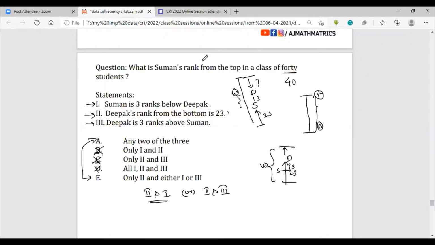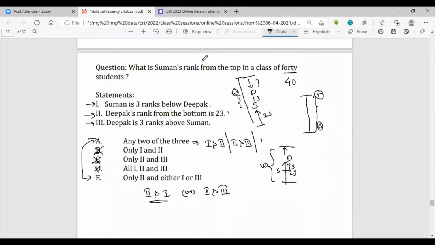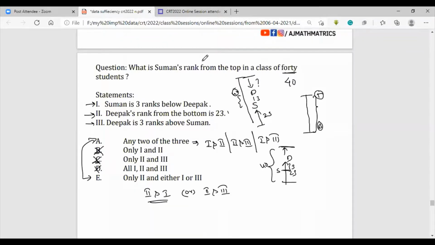See, as of now, I have a confusion between A and E. Now you have to tell me. Very good, Rajesh. Any two of these means either 1 and 2, next either 2 and 3, very good. Next either 1 and 3. So these three combinations we have to try. If it is possible with these three combinations, then we will go with A as the answer.